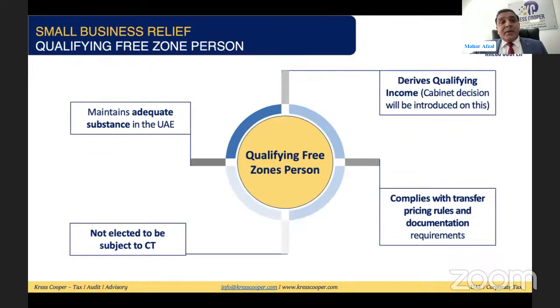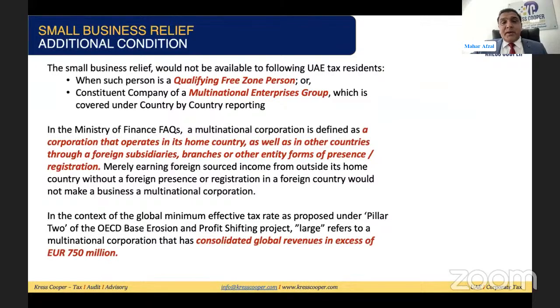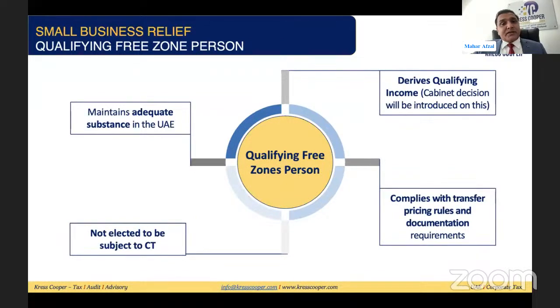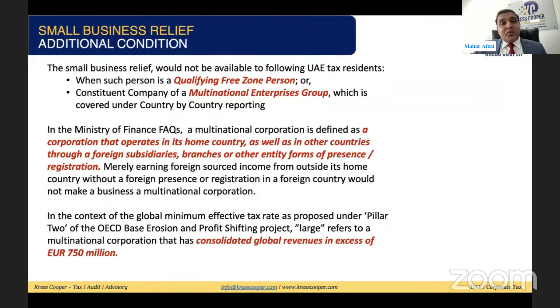As I mentioned, this is not applicable on qualifying free zone persons, and it is not applicable on multinational enterprises. Multinational enterprises have a revenue of around 3 billion globally. We know the conditions for the qualifying free zone person: the person maintains adequate substance in the UAE, has not elected to be subject to corporate tax, derives qualifying income, and complies with the transfer pricing rules and documentation. If these four conditions are fulfilled, the person is resident in the free zone and will be considered a qualifying free zone person. These small business relief provisions will not be applicable on the qualifying free zone person.